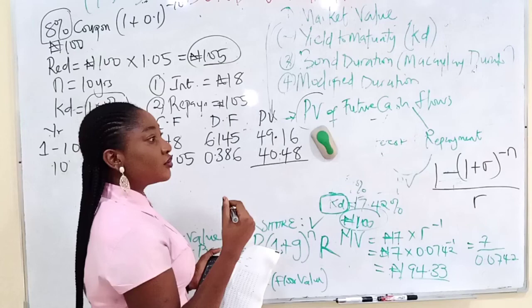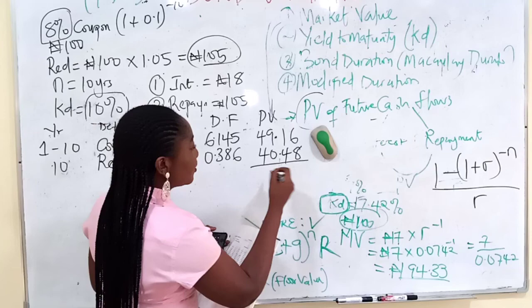Okay, I have to stop my class right now. Now, when you add this, you have 89 point something. I have to stop the class right now. I'm sorry, I'll continue later, guys.